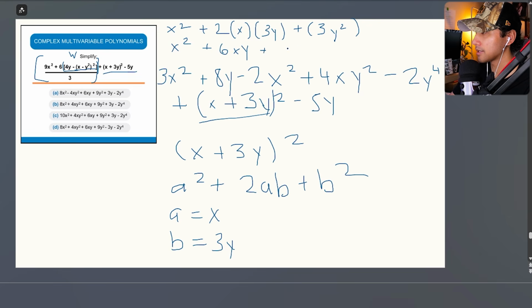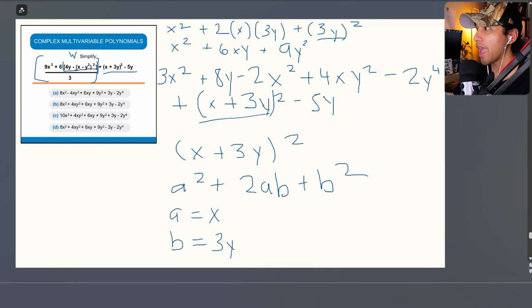6xy plus, and I wrote this wrong. It's 3y squared. What is 3y squared? What is 3 times 3? All this part equals to is 3 times 3, which is 3 squared. Confusing myself. 3 squared is 9. And then y times y is y squared. So this whole thing right here is 9y squared. So now we have x squared plus 6xy plus 9y squared.